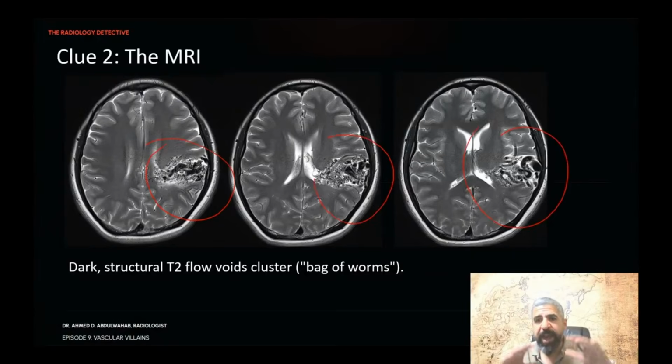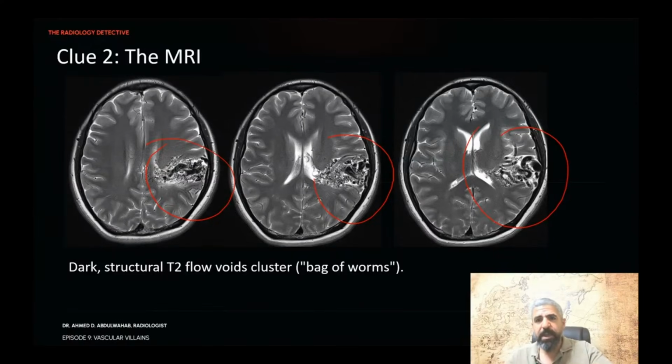Instead, we see a chaotic cluster of dark serpentine structures, classic flow voids. They look like a bag of black worms. This is high velocity blood shunting directly from arteries to veins without a capillary bed.